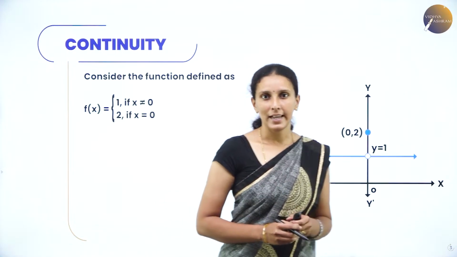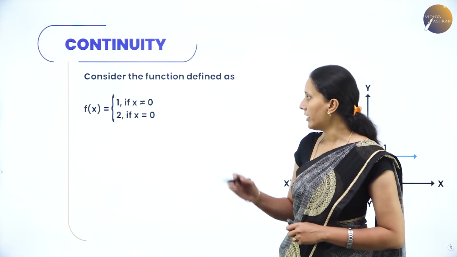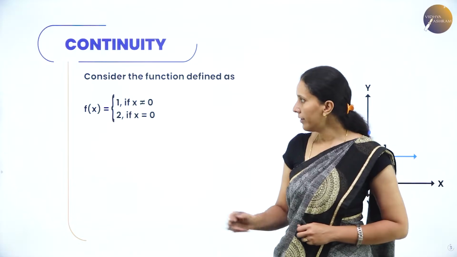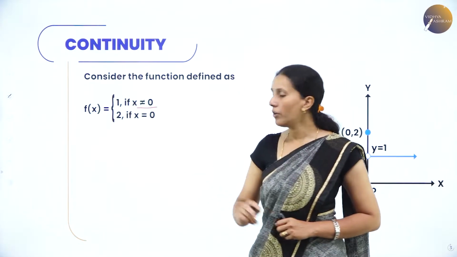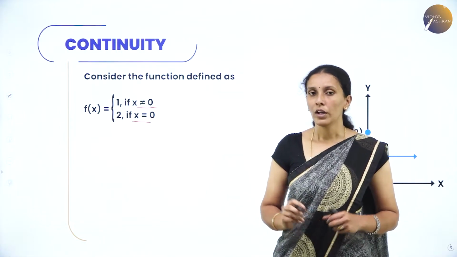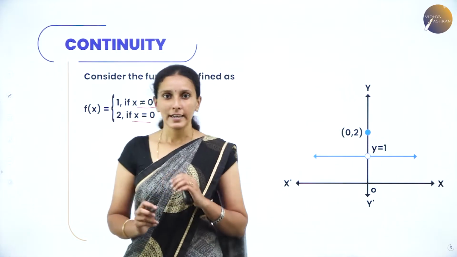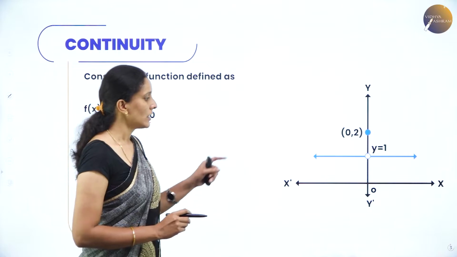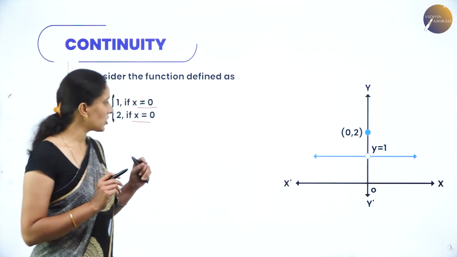So, let us take an example of a function f of x is equal to 1 for x not equal to 0 and f of x is equal to 2 for x is equal to 0. The graph of this function is defined as follows here. So, this is the graph of the function. What does the function say here?